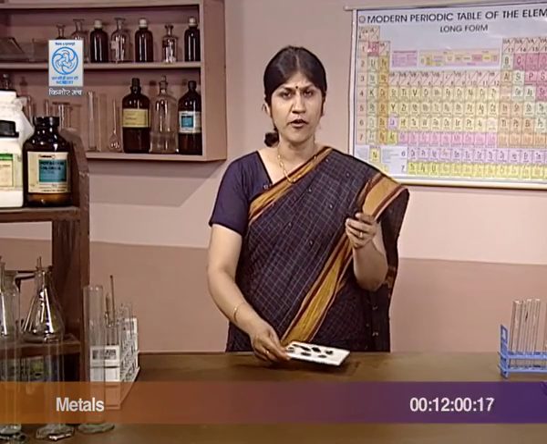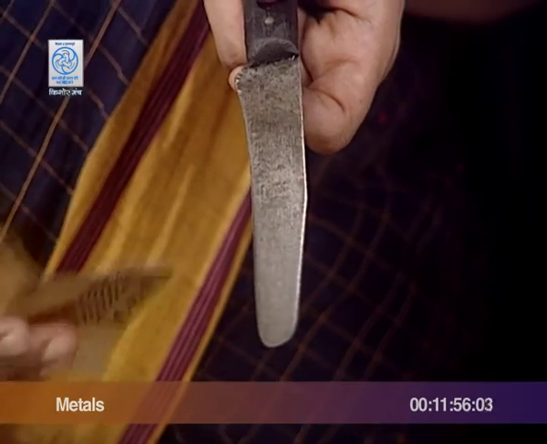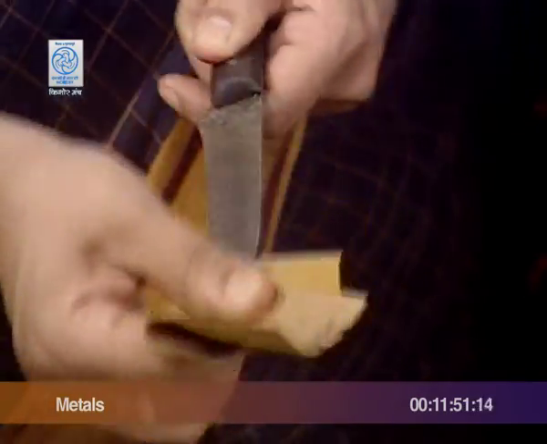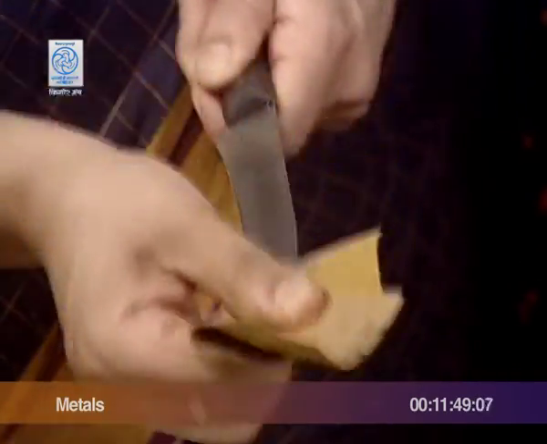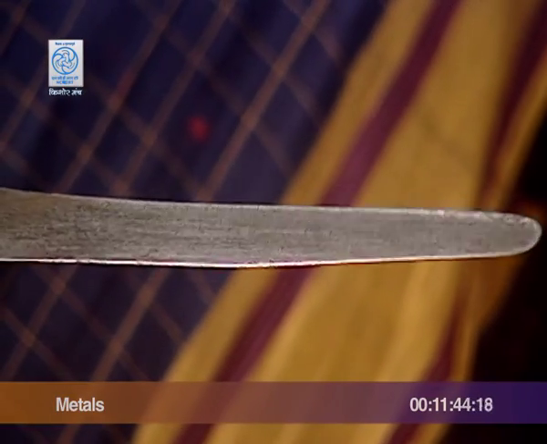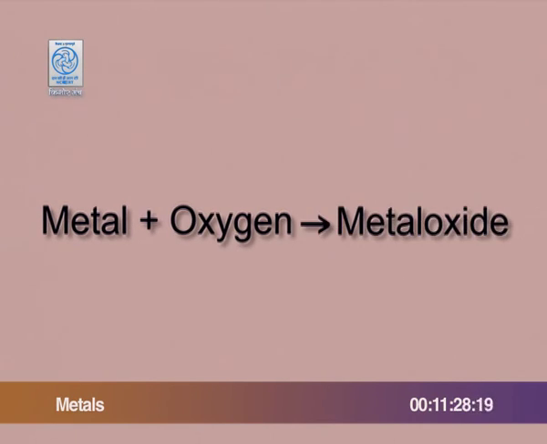Let me now scrape off one of the pieces with sandpaper and let's see what happens. Well, now it shines. So why do metals lose their luster? It is due to the reaction that metals undergo when exposed to air. Most metals are very reactive with oxygen in the air and form metal oxide.